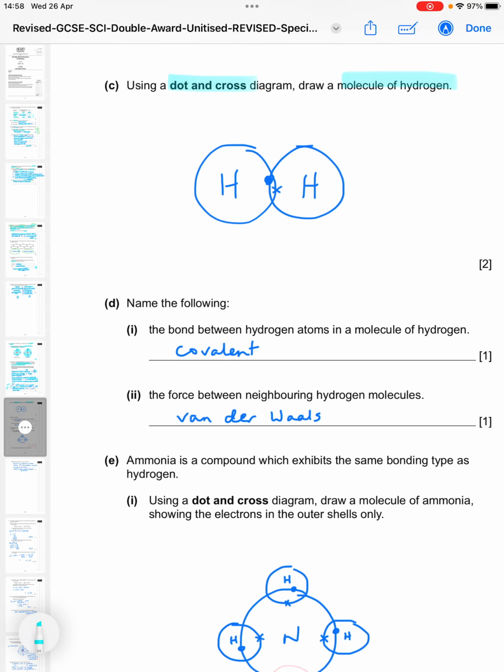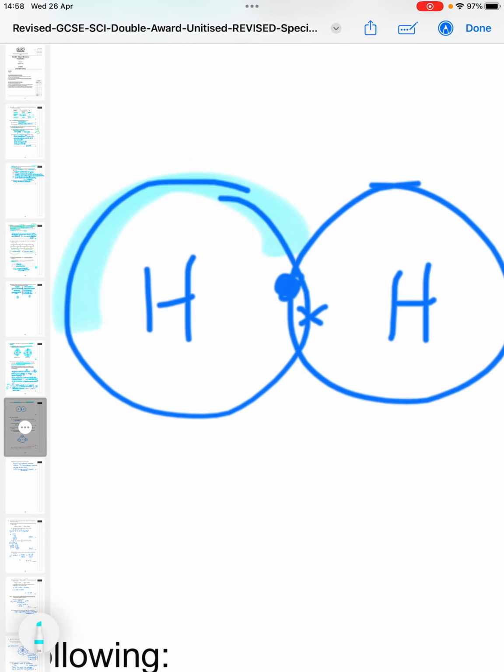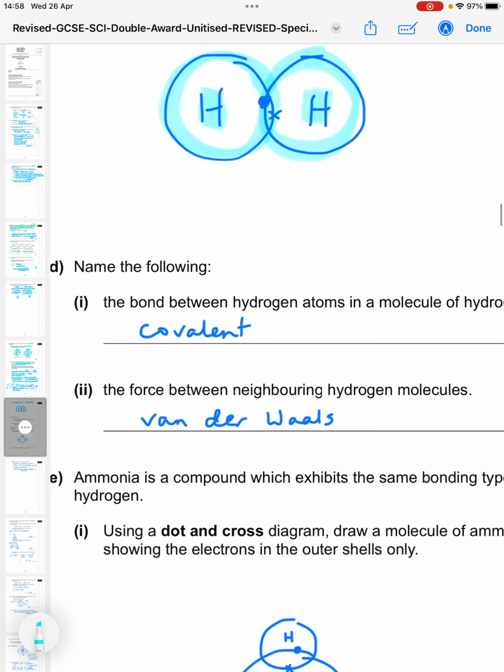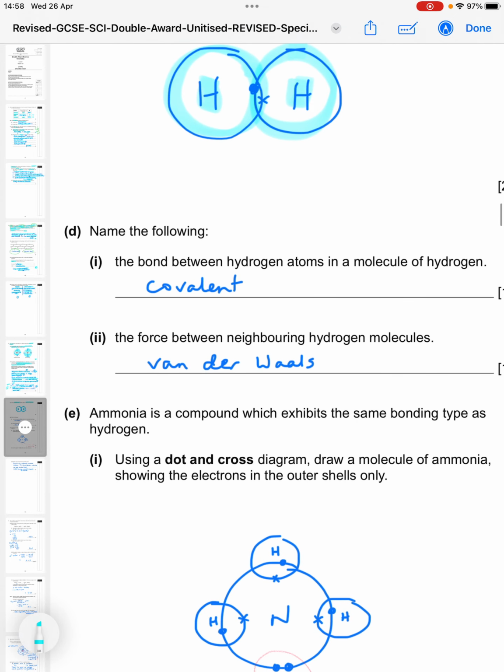Next, using a dot and cross diagram, draw a molecule of hydrogen. So dot and cross, make sure you're doing one with dots, one with crosses. And I've drawn this circle here with an X on it, and this one here with a dot on it, and I've written both H's in the middle, just to be clear that they're both hydrogens.